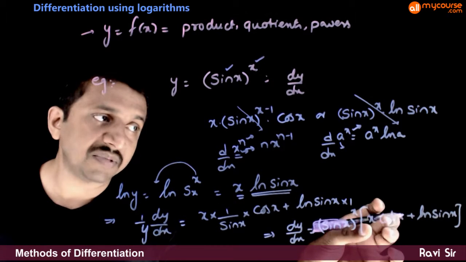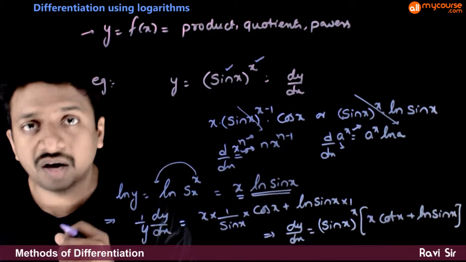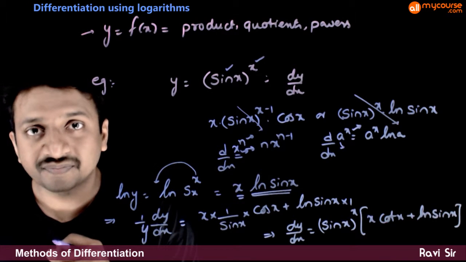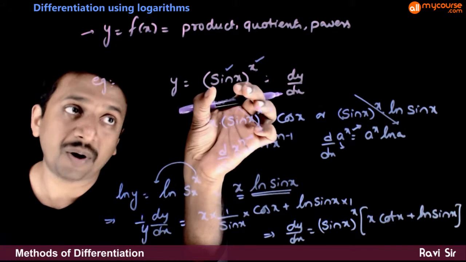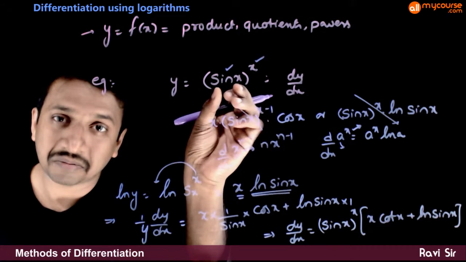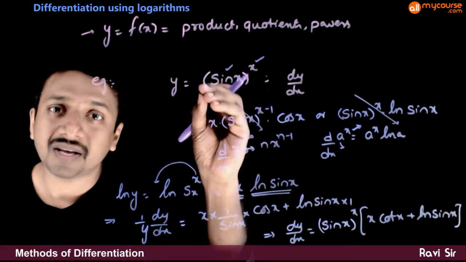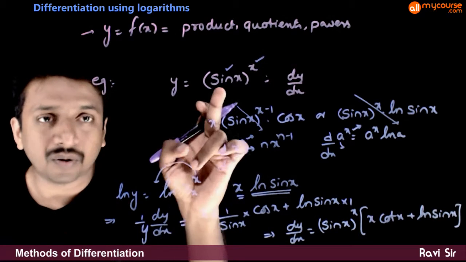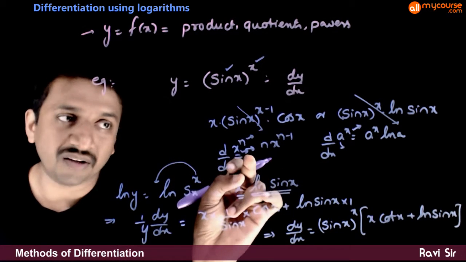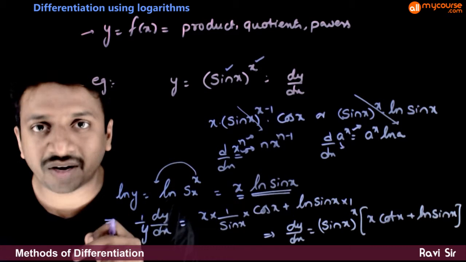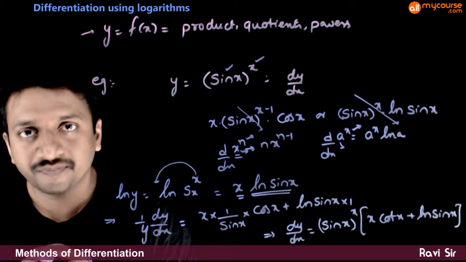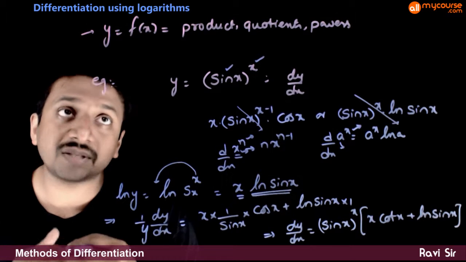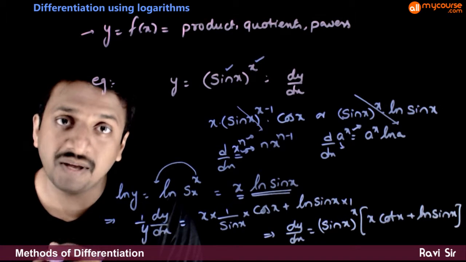Sin x power x times x cot x plus log sin x. So whenever you have a function made up of two functions, the power of one another, we cannot use the differentiation of x power n or a power x. We have to go to logarithms and follow the process. So let us look at some more examples where using logarithm can be beneficial.